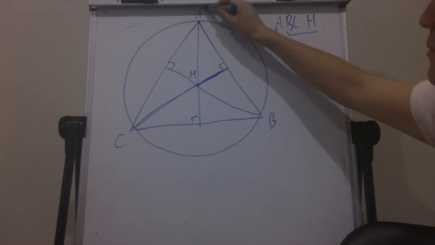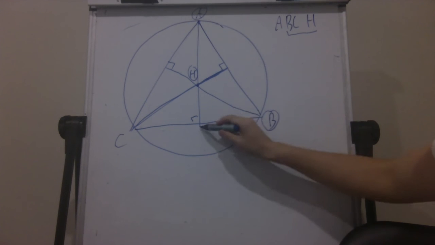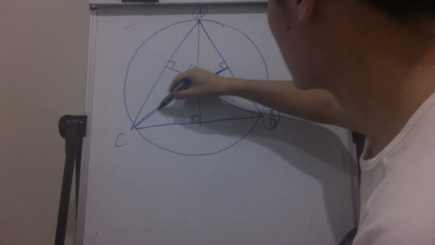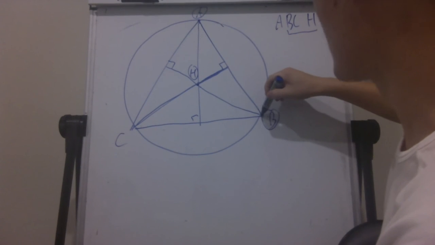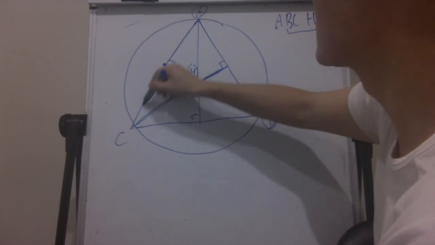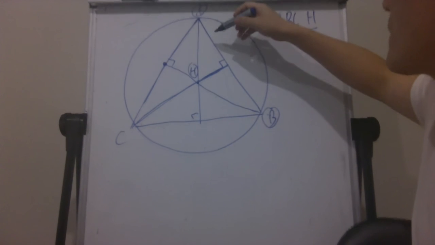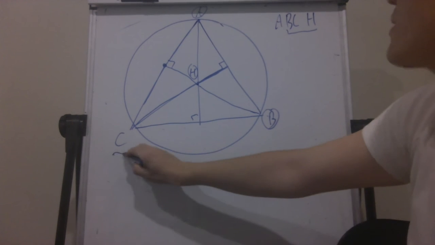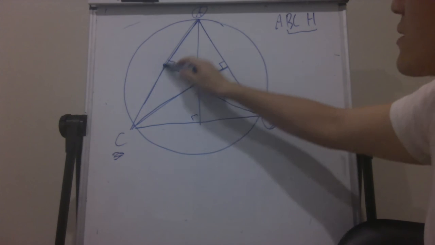Let's look at A, H, B. The altitude from A goes to BH extended, so it has to be perpendicular to this. So the altitude has to be perpendicular to BH and pass through A. And C is the orthocenter of AHB. So one of the altitudes is AC.